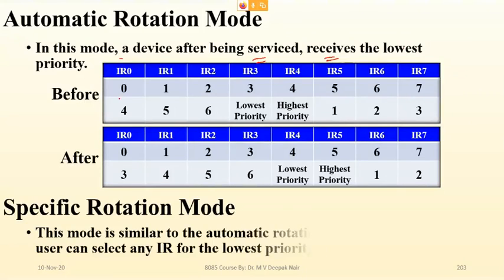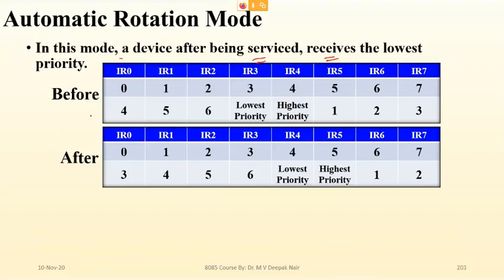So here you can see, before, assume IR4 was the highest priority, so definitely IR3 will be the lowest priority. Now after serving IR4, IR4 will automatically become the lowest priority. And who will become the next highest priority? The bit which was next to IR4, that is IR5, will become the highest priority. So in automatic rotation mode, whichever is served automatically becomes the lowest, and the next one becomes the highest.